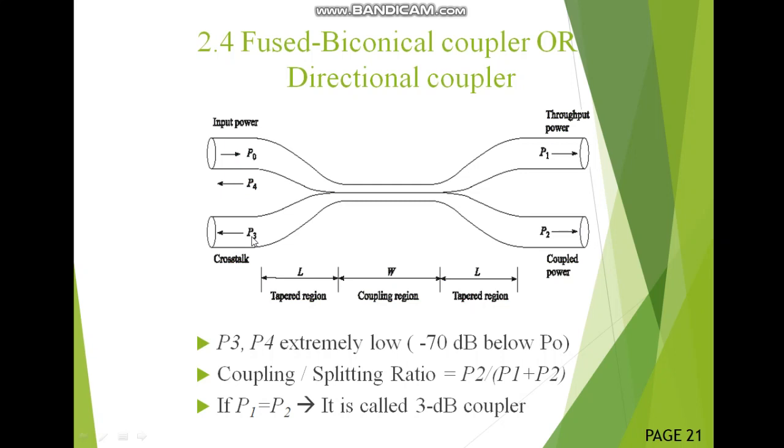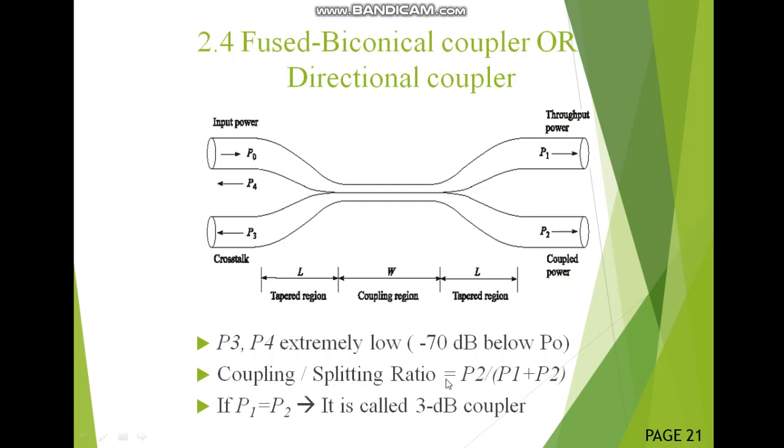These are the powers which are not utilized. They are P3 and P4, and they generate the crosstalk within the optical fiber. Here we have defined three regions. L is the tapered region, from this end to this end, the tapering of the optical fiber where they are coupled. The coupling region is denoted by width W, and again the tapered region is L. So the overall length we can say is 2L plus W. Is it clear? P3 and P4 should be very low, otherwise your signal will degrade.